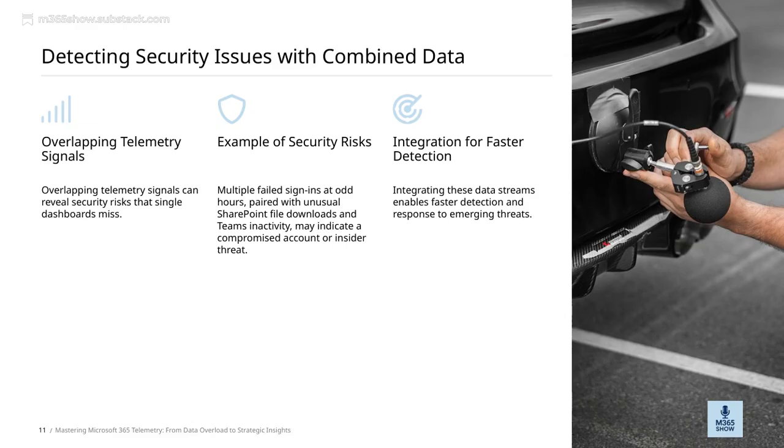The key here is that these signals, when viewed together, provide a clearer picture of potential security risks. This overlapping telemetry is powerful because it can reveal risks that a single dashboard might miss. By connecting these different indicators, we can detect security issues more effectively and act swiftly to mitigate them. That's the strategic advantage of integrating these data streams to turn raw data into actionable security insights.